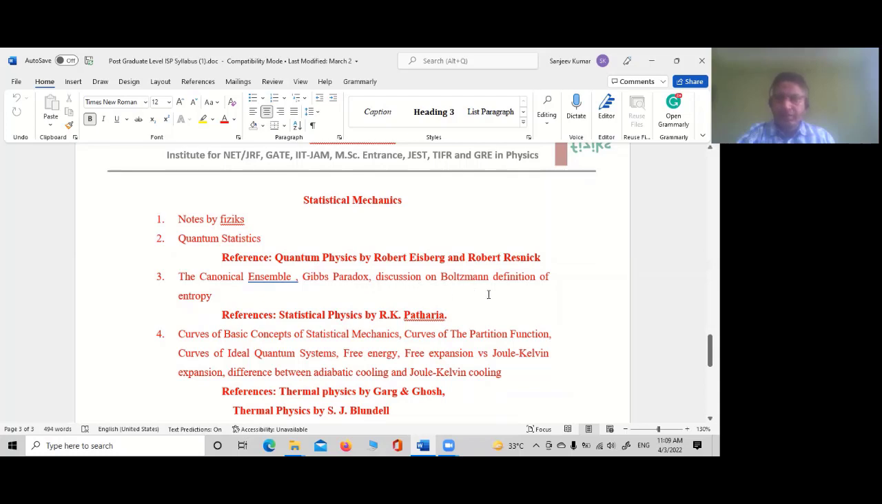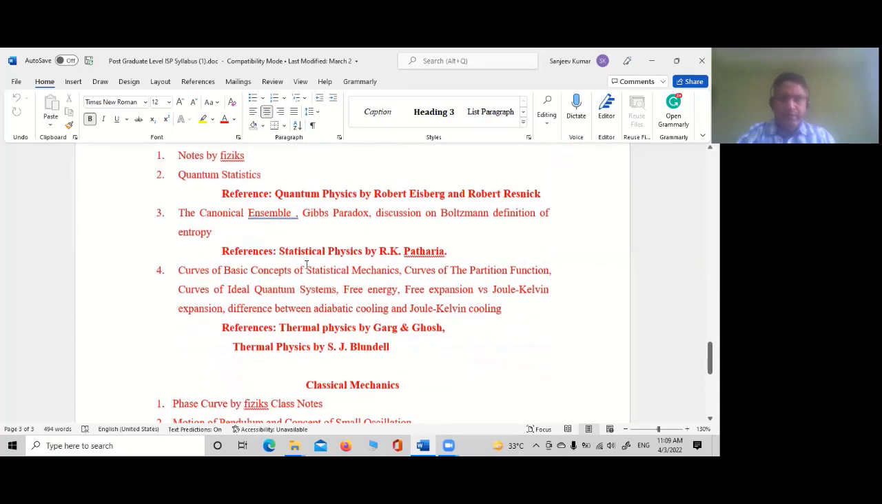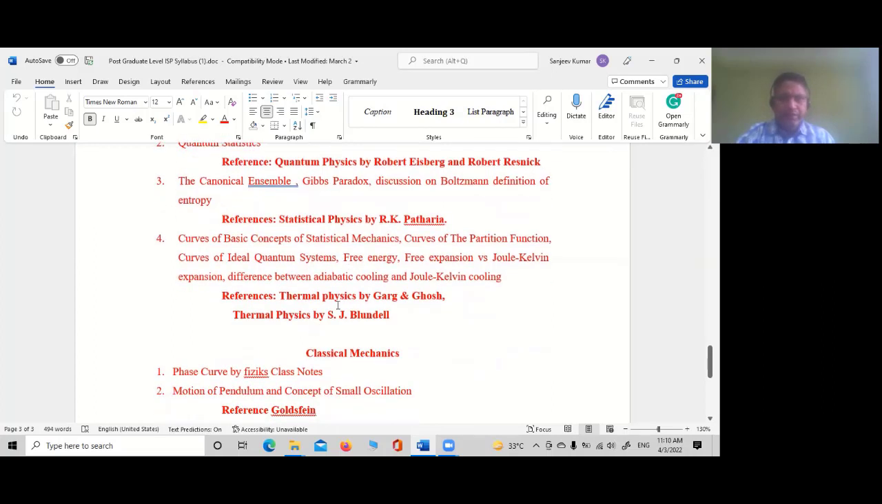Gibbs paradox, discussion on Boltzmann definition of entropy. References: Pathria, basic concepts of statistical mechanics, the partition function, ideal quantum systems, free expansion versus Joule-Kelvin expansion. We will be providing you the syllabus which I am showing you right now, maybe in a day or by tomorrow. Difference between adiabatic cooling and Joule-Kelvin cooling. References are Thermal Physics by Garg and Ghosh, and S.J. Blundell.